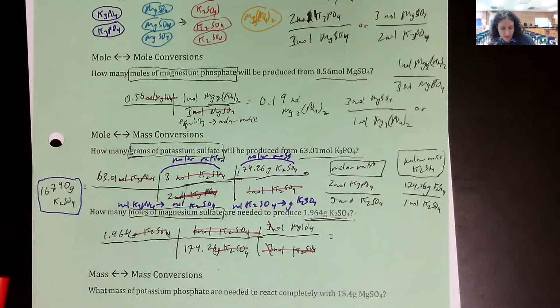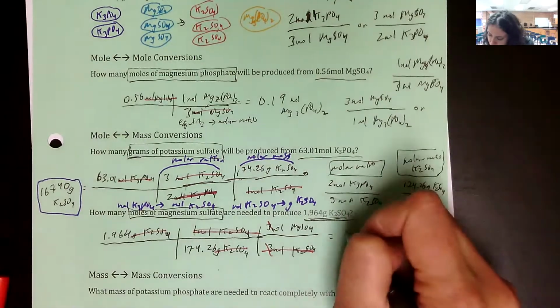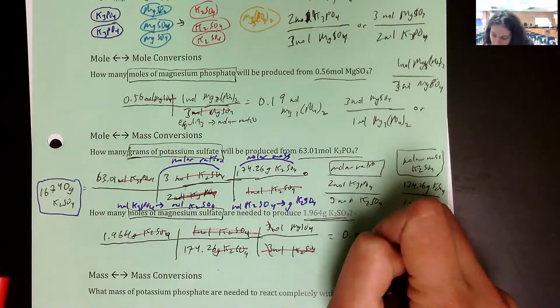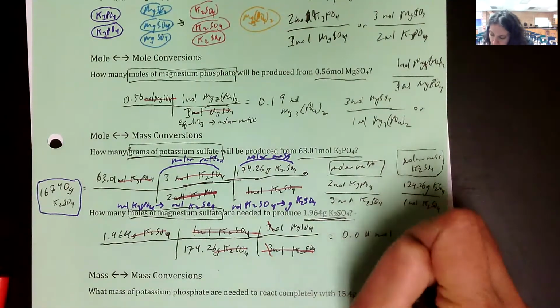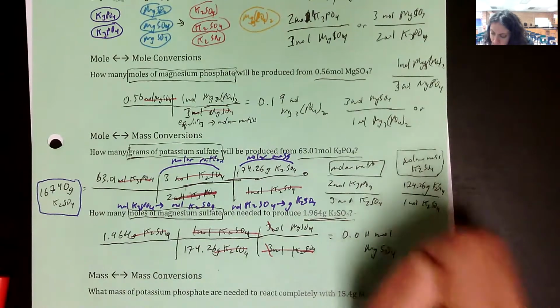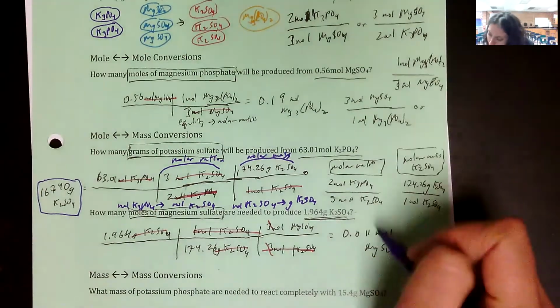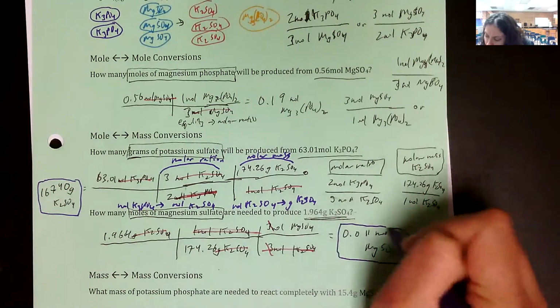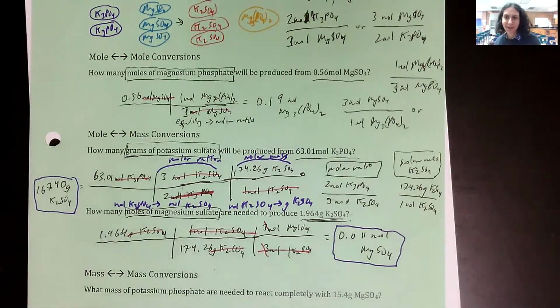So it looks like we're just going to need to take 1.64 and divide that by 174.26. And we are going to get 0.011 moles of magnesium sulfate, and that's our answer. This is a pretty small number, but that makes sense because you're taking a number that's like 1 or 2 and dividing it by almost 200. So it's going to be a pretty small number.